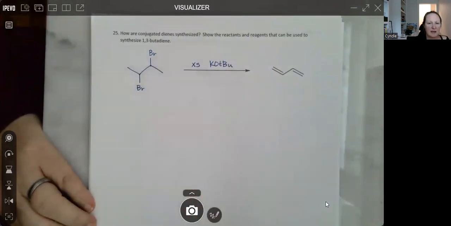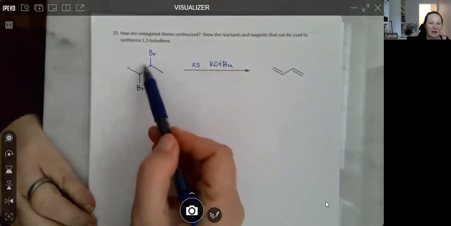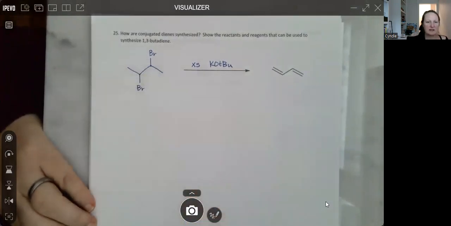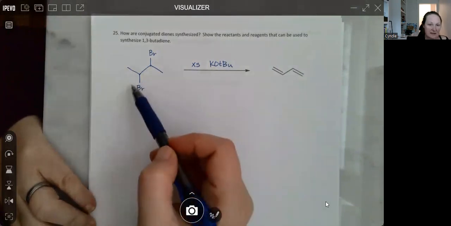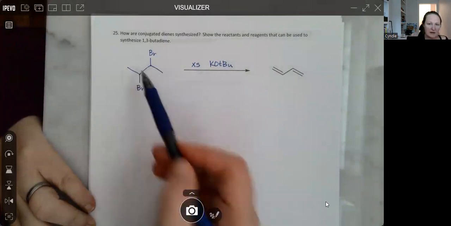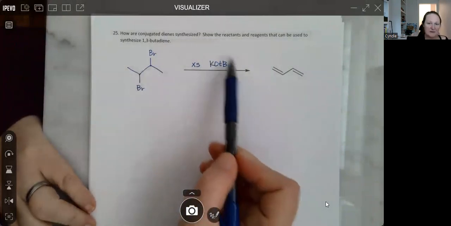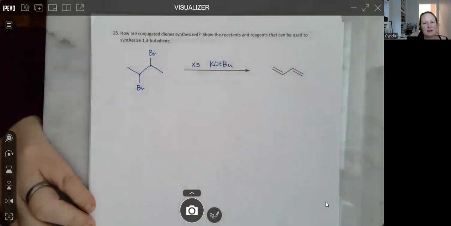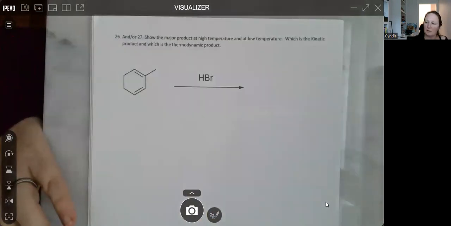If you were wanting to form an alkyne, through double elimination, typically we use sodium amide, so NaNH2. NH2 minus is also a strong base, but it's much less bulky. So it can access these more hindered positions to do double elimination to form a triple bond here, right? So specifically, we are using the bulky base in order to get the diene. Okay.